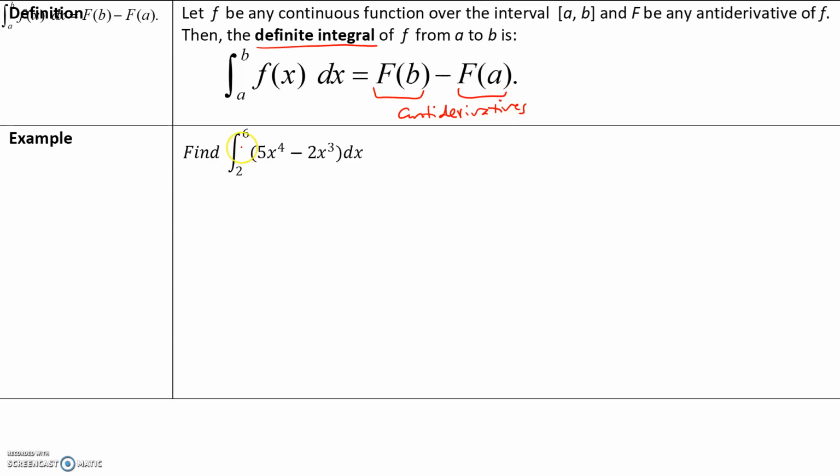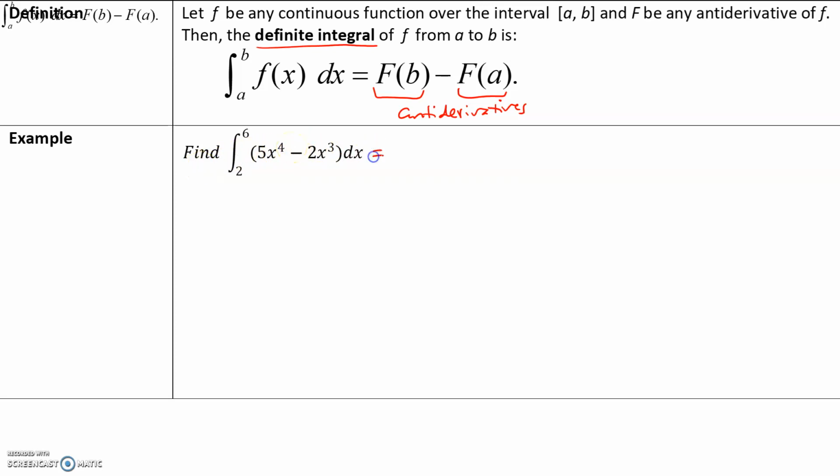So here's an example. We want to find the antiderivative or the integral from 2 to 6. So the way we read this is we want to find the integral or the antiderivative from 2 to 6 of the function 5x to the fourth minus 2x cubed dx. Okay, so first off, make sure that all the variables are on the numerator. We don't have anything in radical form, so that's good. We can now move on.